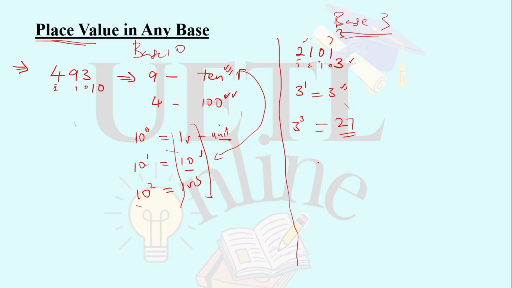Try to find the place value of this number 4023. Try to find the place value of 0. This number is in base 5. Make sure you are able to find out that the place value of 0 is 25.